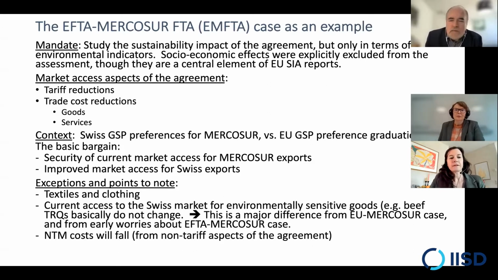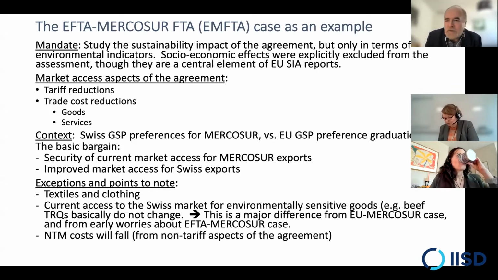The agreement itself involved both tariff reductions and trade costs that are non-tariff reductions, or what's called non-tariff measures, NTMs. The context is important because the EU, when they signed an agreement with Mercosur, had followed having suspended GSP preferences. So they were kind of trying to get back market access conditions that they'd had. With the EFTA agreement, on the other hand, GSP was still in place. And so in a sense, the bargaining was about trying to make sure that they didn't lose the access conditions they already had.